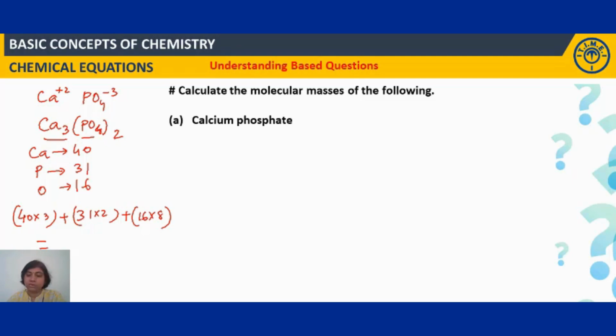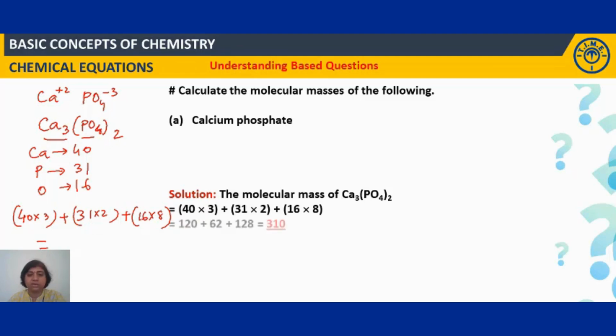Now you calculate and find out the answer. After calculation you check the answer. So let us see the solution. The molecular mass of calcium phosphate, Ca3(PO4)2, is 40 into 3 plus 31 into 2 plus 16 into 8, which is equal to 310. Fine. I hope you have already done this problem. Now let us move on to the next question.